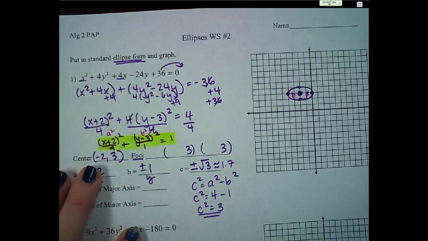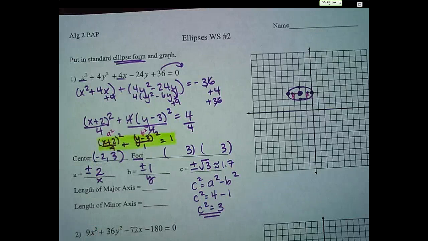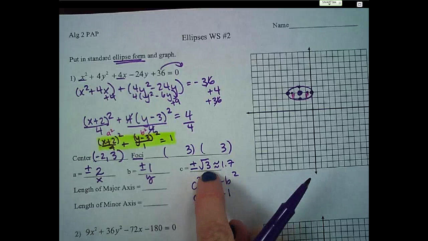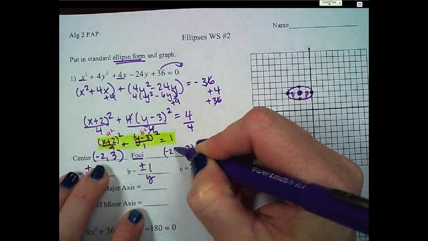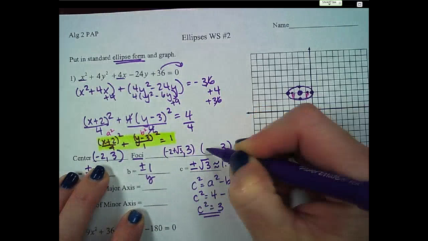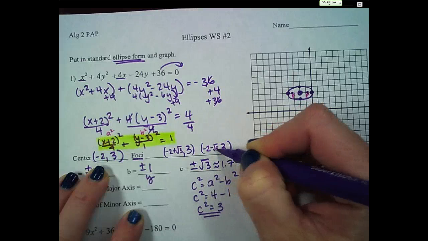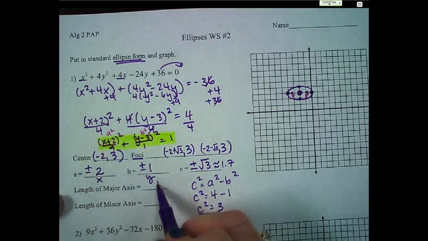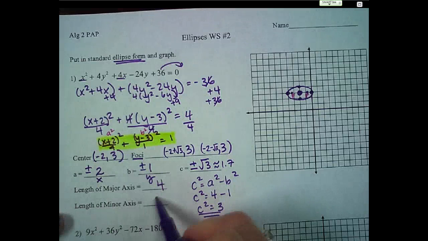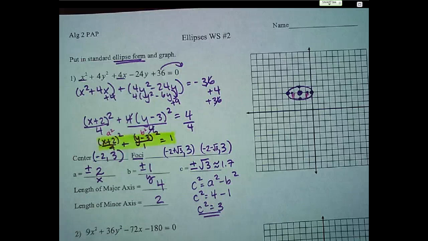Now then, we did slide it left and right. And you ask yourself, well, how much? How much did we slide it left and right? We slid it root 3. Well, where were we to begin with? At -2. So we did -2 plus root 3. And then we went to -2 minus root 3. And that's the ordered pair. The length of the major axis is double, so that would be 4. And the length of the minor axis is 2. All right, now you try the next one.